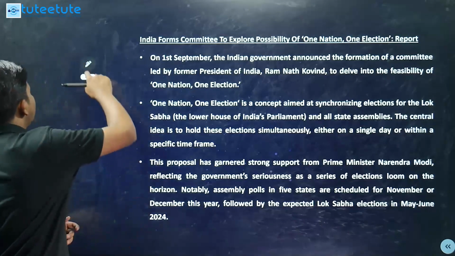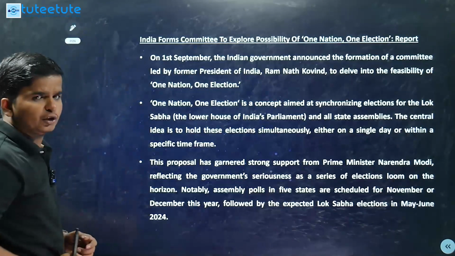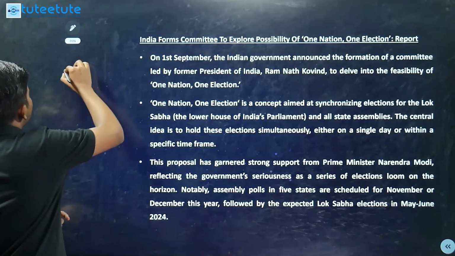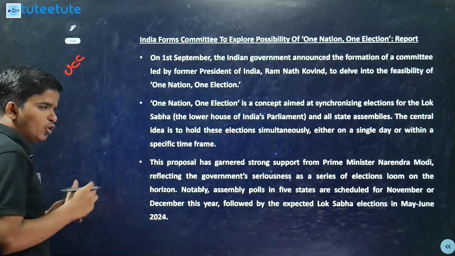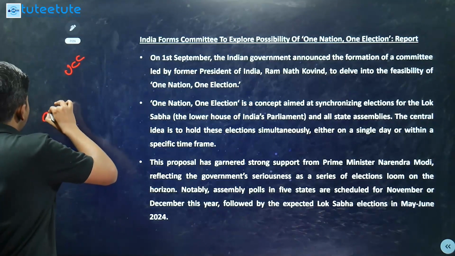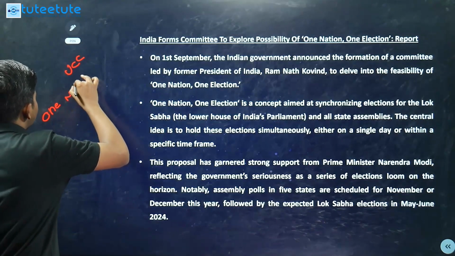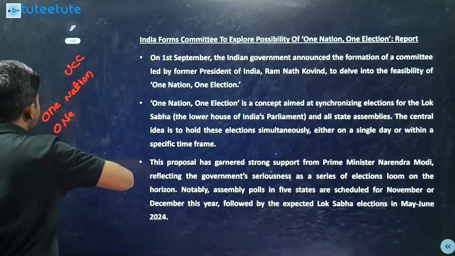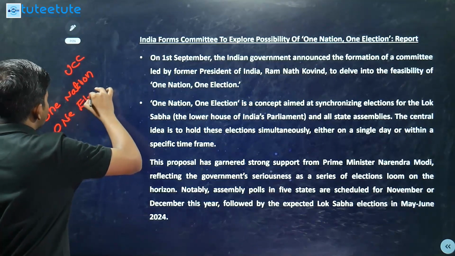Presently, the central government of India is discussing two important topics. One we already know, that is Uniform Civil Code. We are not going to discuss that. But another important topic the central government is discussing is one nation, one election.